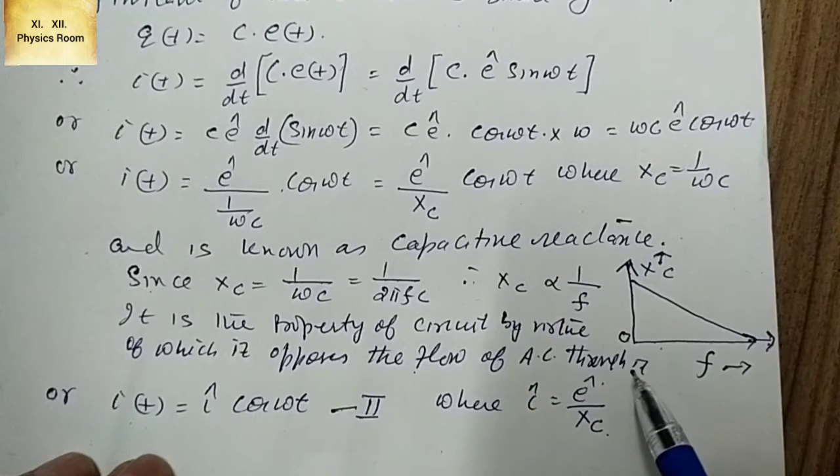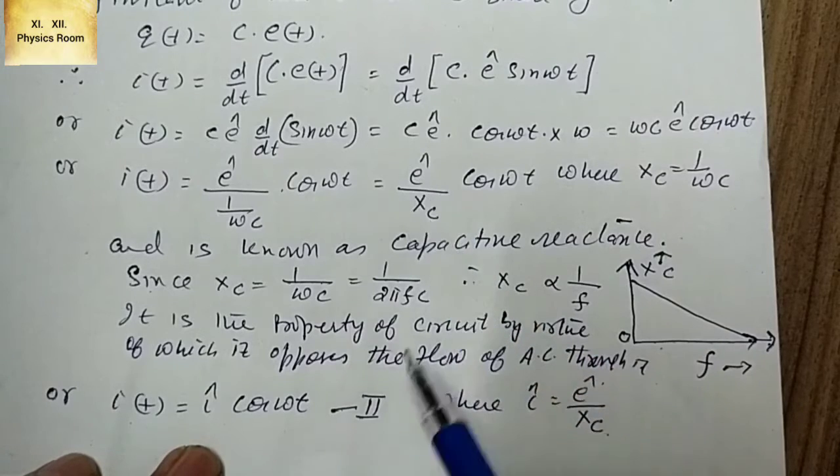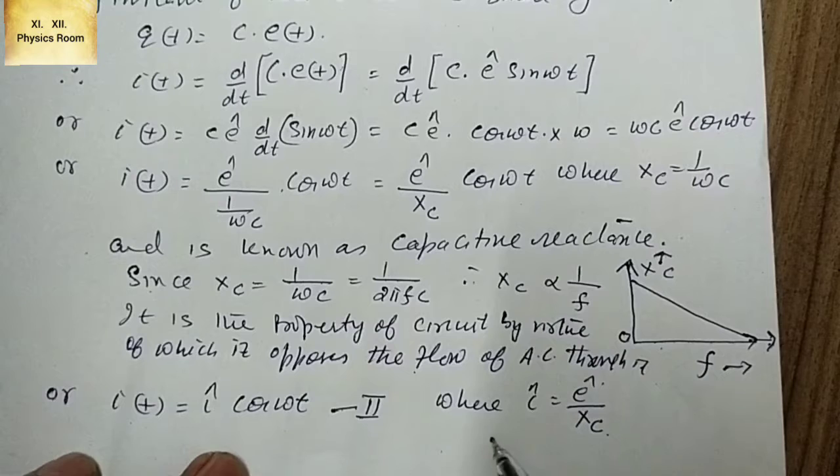So therefore, we write i(t) is equal to I max cos omega t, where I max is equal to E max by XC. So we put this E max by XC as I max. So i(t) is equal to I max cos omega t, where I max is equal to E max by XC. Let us mark it as equation number 2.